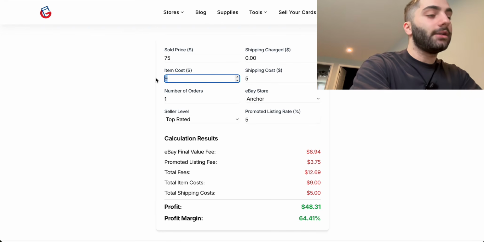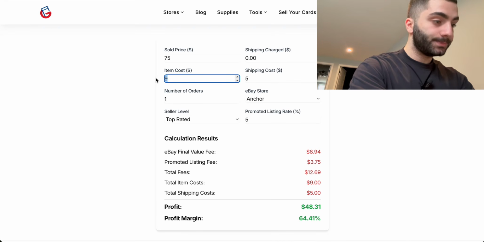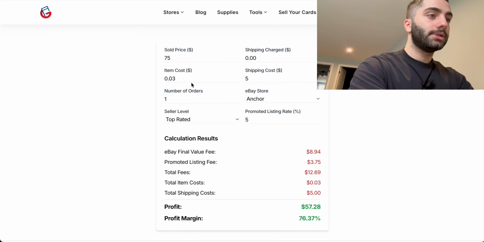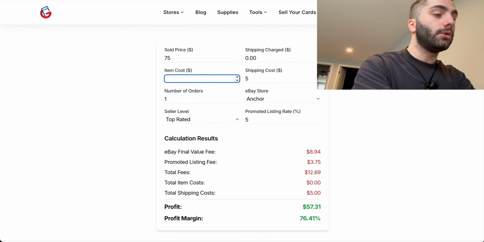Actually, not even $9, because it wasn't 35 cents per card. It was very cheap bulk, common, uncommon holos. So it cost me, let's just be simple, 3 cents per card. And then they bought 25 of them, so it was like 75 cents.